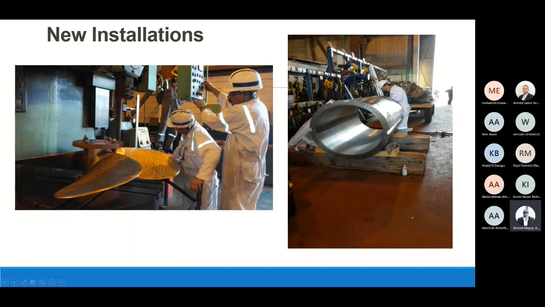We do new installation. You can see on the right side, this is a white metal bearing. This is the stern tube bearing. Okay, so this is the aft bearing. You see this bearing will be slid and fitted inside the stern tube. Okay, guys, so this is how it looks.